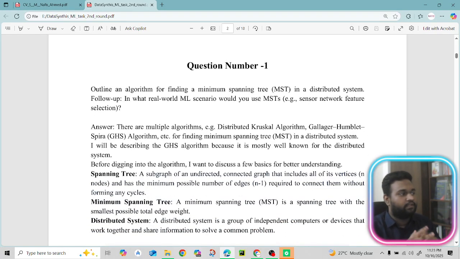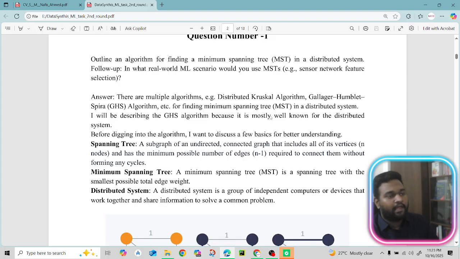So our first question is outlining an algorithm for finding a minimum spanning tree in a distributed system. Follow up is in what real world ML scenario would you use MSTs? So there are multiple algorithms. Among them, I have chosen GHS. This is the Gallager, Humblet and Spira algorithm.